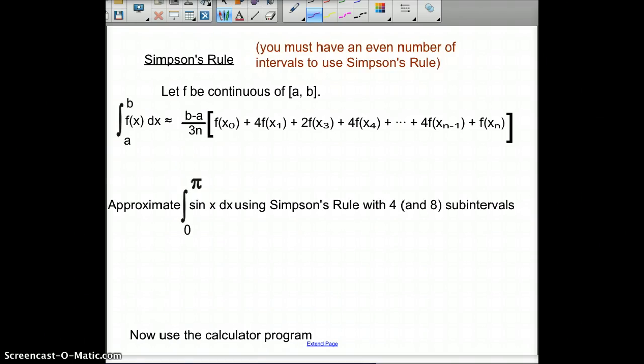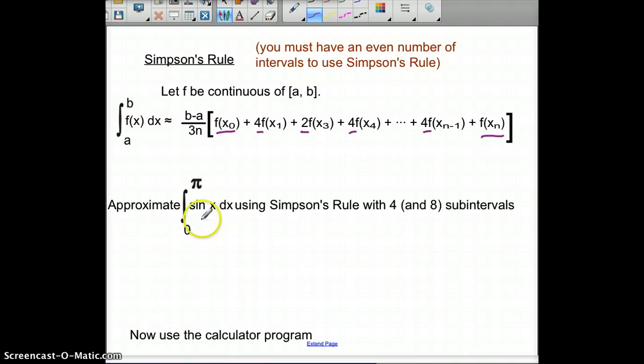Simpson's rule is another rule for approximating. For Simpson's rule, you must have an even number of intervals. And I'm not going to explain where this comes from. It's not really trapezoids, it's different subintervals or different shapes. B minus a over 3n is the coefficient out in front, and you start with f of x sub 0 again, but the coefficients alternate from 4 to 2 to 4 to 2 to 4 to 2, and they end in 4. So they start and end on 4, and then the last one is 1, just like the first one is 1 for the coefficients.